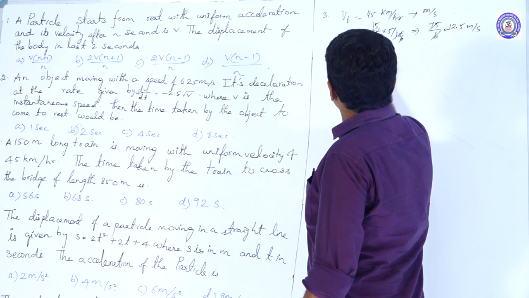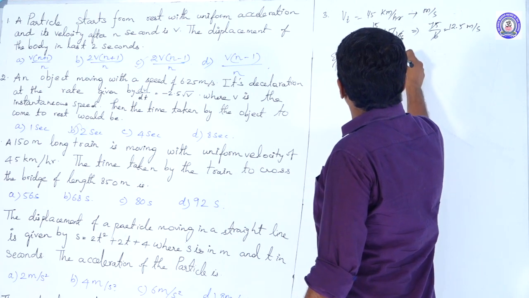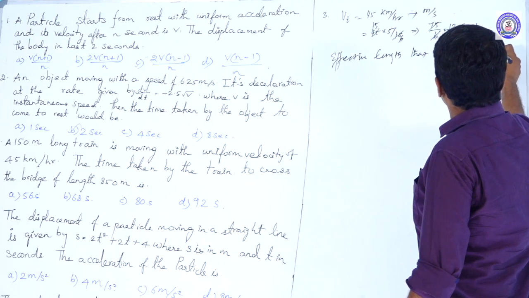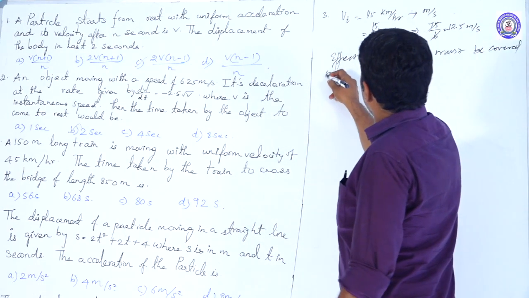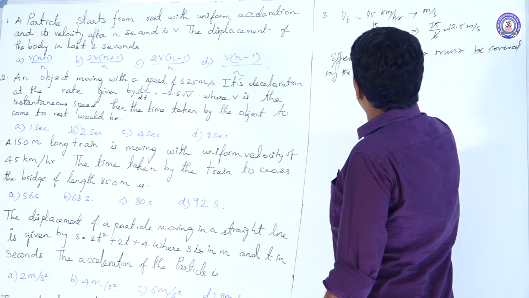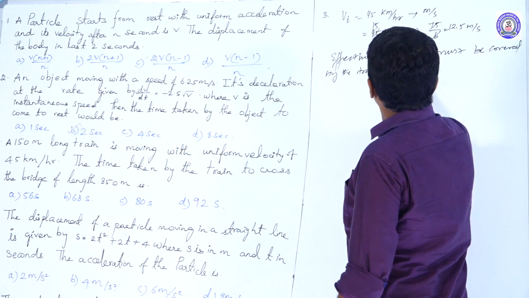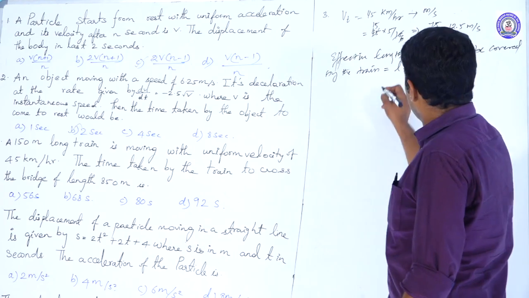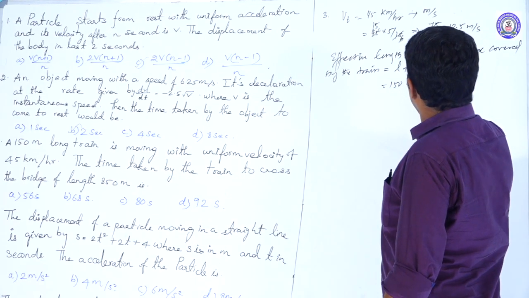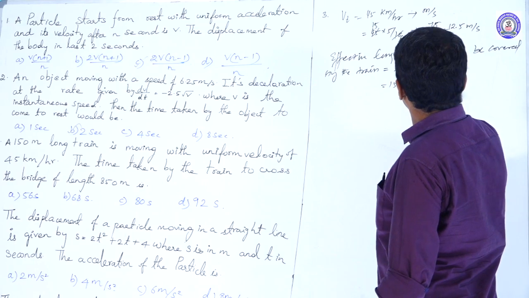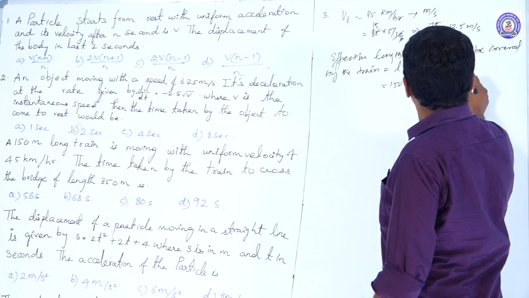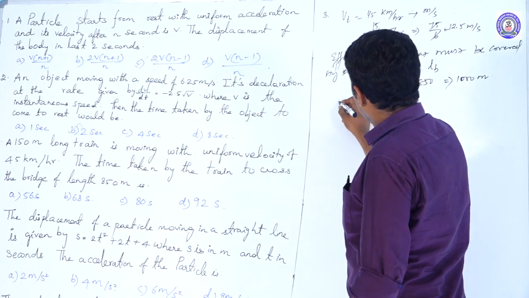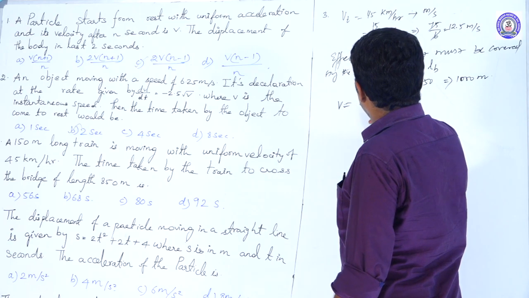Effective length that must be covered by the train, or effective displacement you can even say, is equal to the sum of the length of the train plus the length of the bridge. So this is equal to 150 meter plus 850 meter. So this will be equivalent to 1000 meter.